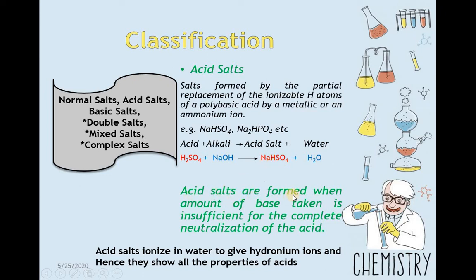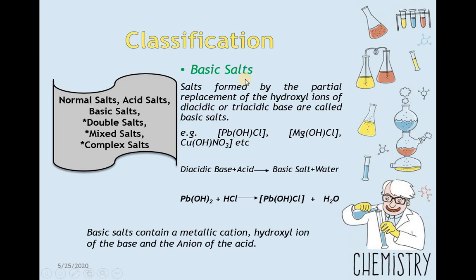Acid salts are formed when the amount of base taken is insufficient for the complete neutralization of the acid. If you do the complete neutralization of the acid, then you will get the normal salt. Acid salts ionize in water to give hydronium ions, and hence they show all the properties of acids.